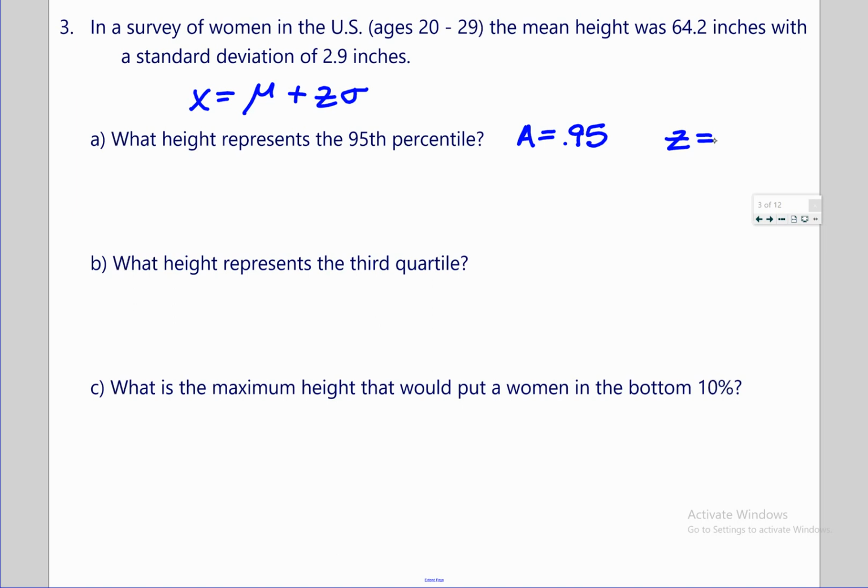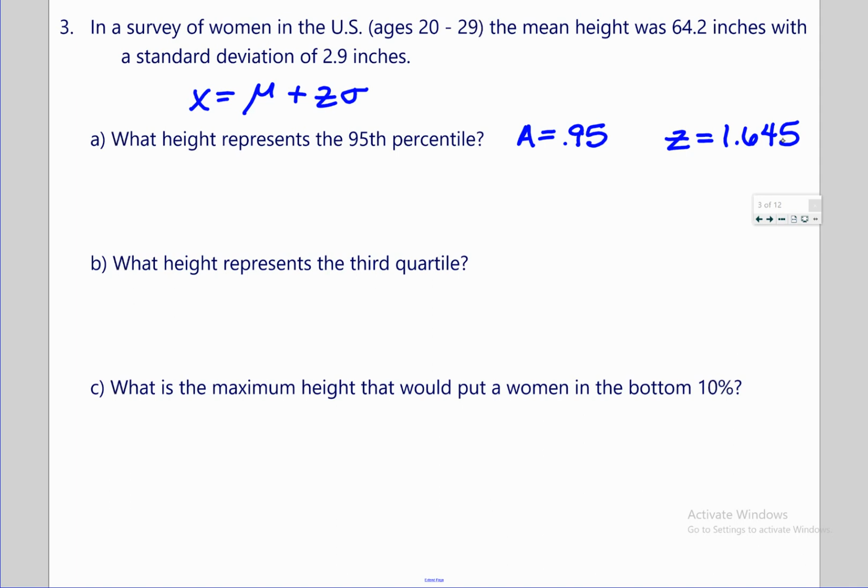So let's see how close we can get. It's actually going to be between two numbers exactly. I've got a 0.9495 and a 0.9505. Both of those are the same distance away from 0.95. So what do we do? Add them together and divide by 2, essentially finding the midpoint. So it's the midpoint of 1.64 and 1.65, which if you add those up and divide by 2, is 1.645. If it's not exactly between 2, you just pick the one that's closest.